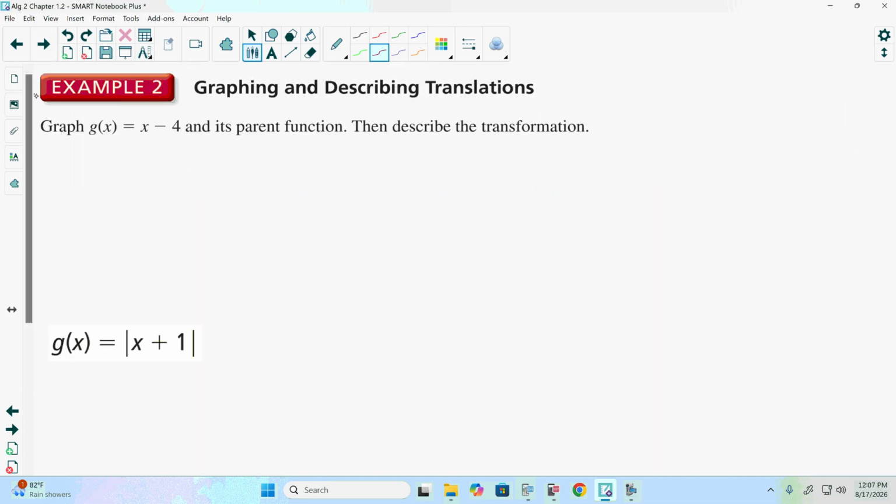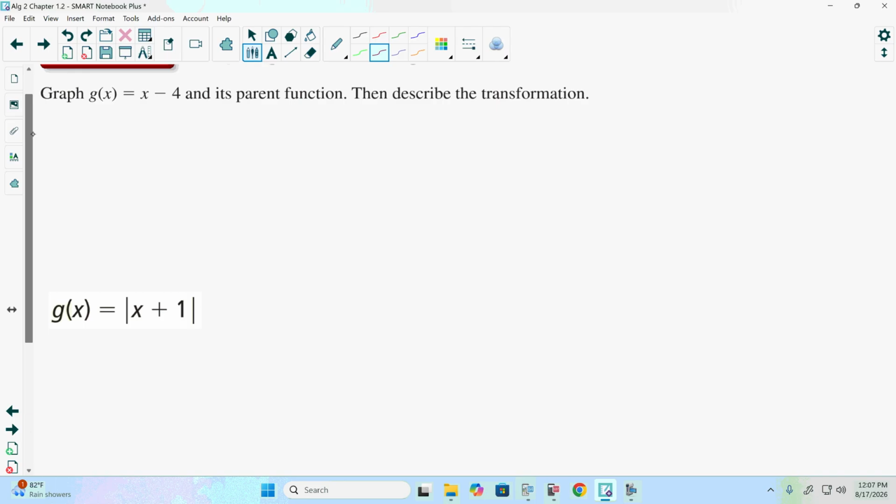So let's actually put some more context to it. So the graph, g of x equals x minus 4. We see where that one is? It's kind of hidden on your note sheet a little bit.